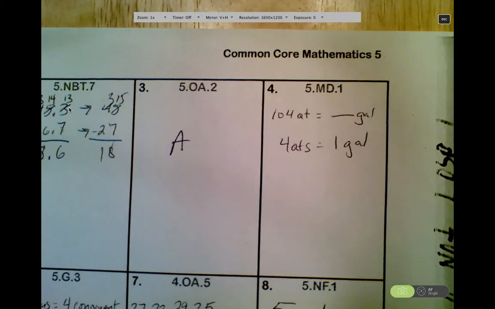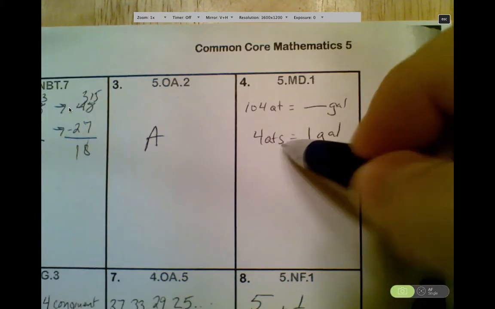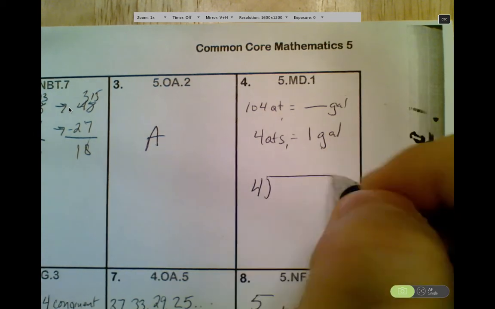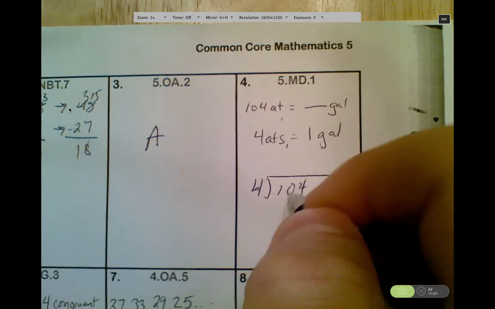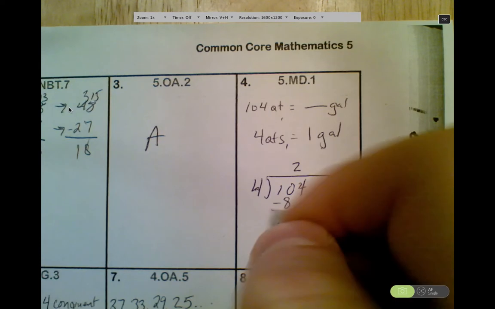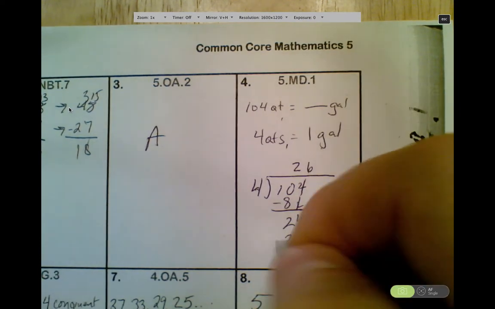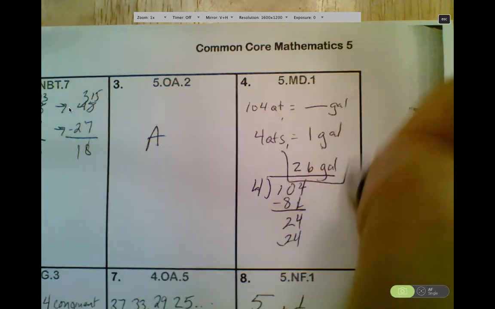Number 4, Jeff filled up the truck's tank with 104 quarts of gas. How many gallons of gas was it? For those that we don't know, there's 4 quarts in a gallon. So if there's 104 quarts, I'm going to divide this up. That goes twice. Down by 4. 4 was in 24 6 times. So it'll be 26 gallons.